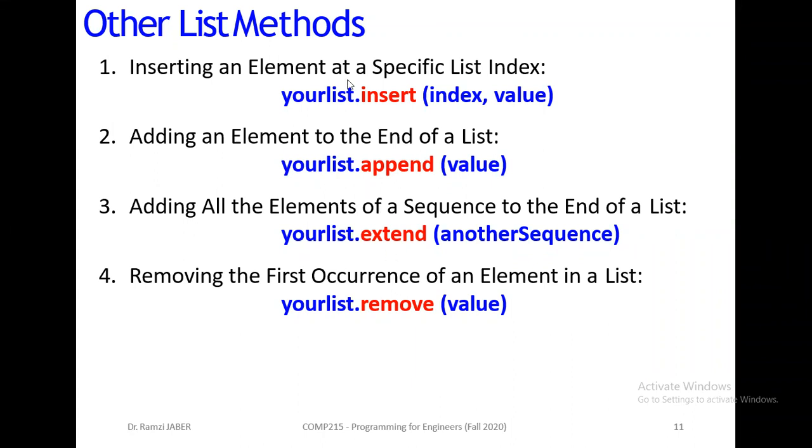If I want to remove an element from the list, we can use remove and give it its value. But remove will remove only the first occurrence of an element in a list. If a list has two elements with the same value, and you put dot remove value 1, and this value 1 exists in the list twice or three times, remove will remove only the first occurrence, not all the values.